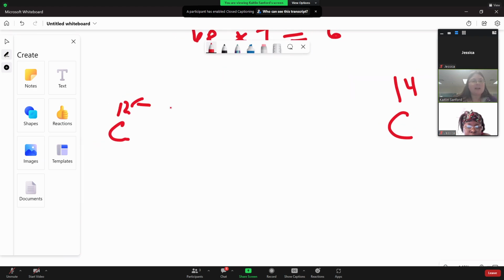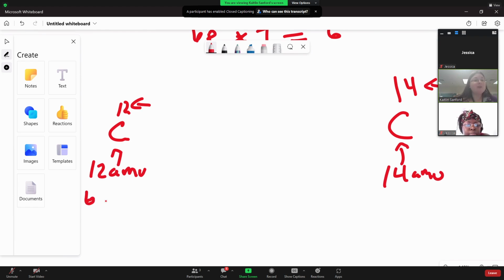This is the atomic mass of that particular isotope. So 12 AMU is the total mass of this one atom of carbon, and 14 AMU is the total mass of this atom of carbon. So we know that carbon has 6 protons, and you just said that we have 6 AMU from them.